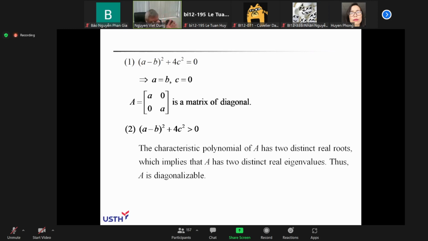So that is some explanation for you that in case A is a symmetric matrix, the dimension of any eigenspace equals the multiplicity of that eigenvalue. So that is some explanation for you.